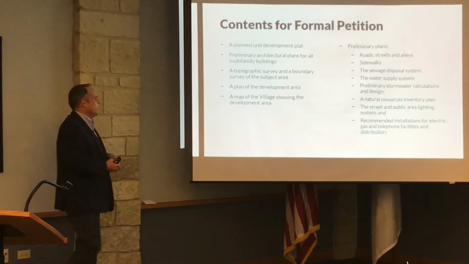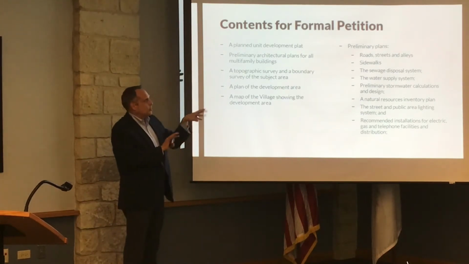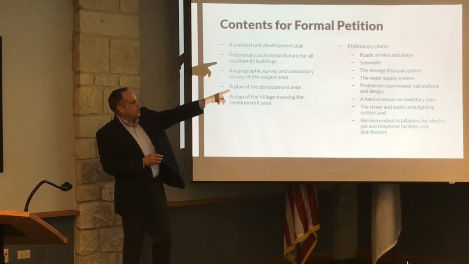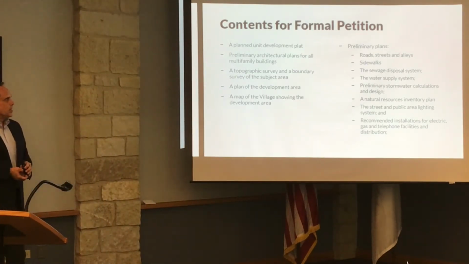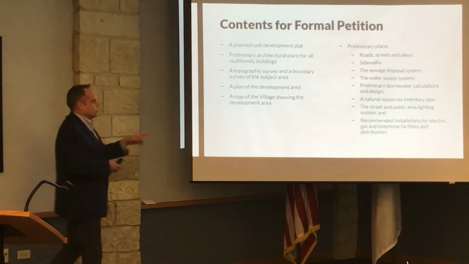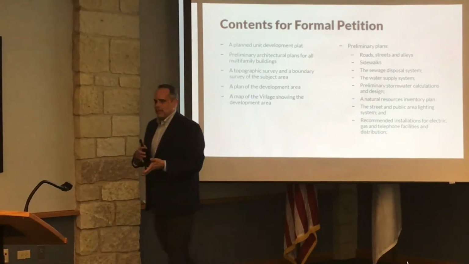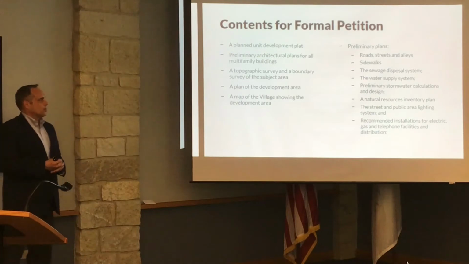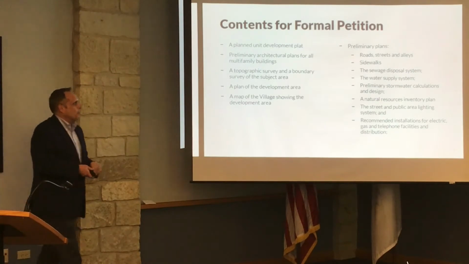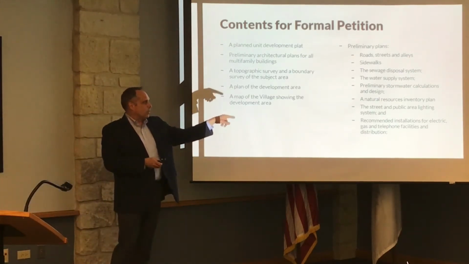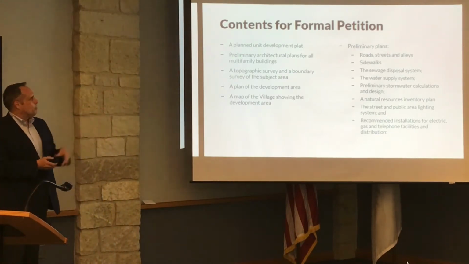A topographical survey, a plan of the entire development area, a map of the village and the area surrounding the development to show how it's going to work. Preliminary plans need to include these: roads, streets, alleys, sidewalks, sewage disposal, water system, stormwater calculations, a natural resource inventory plan. Again, they have to demonstrate that they are effectively planning within the natural features that are on the site through conservation design. We don't want them just clearing out big areas and getting rid of those natural features. They need to take a look at streets, public areas for lighting, and then installations for electric, gas, telephone, etc. But these are all required components for a petition.